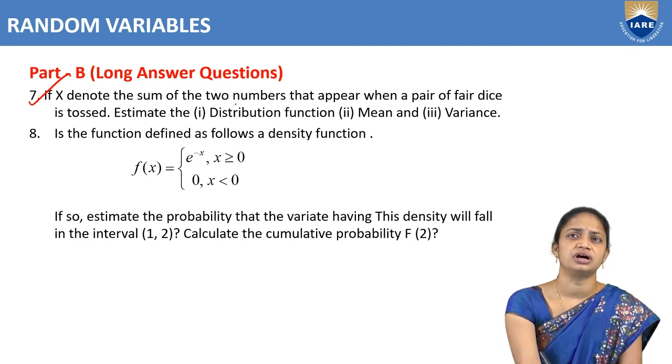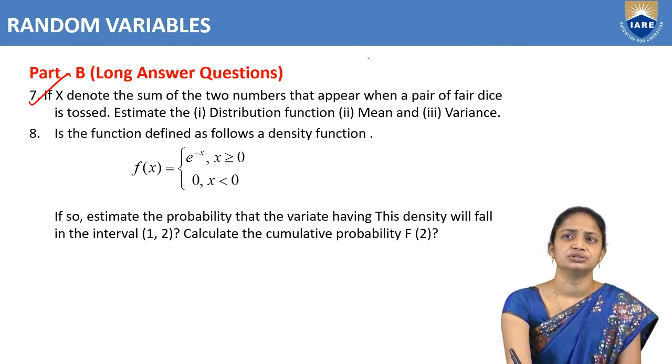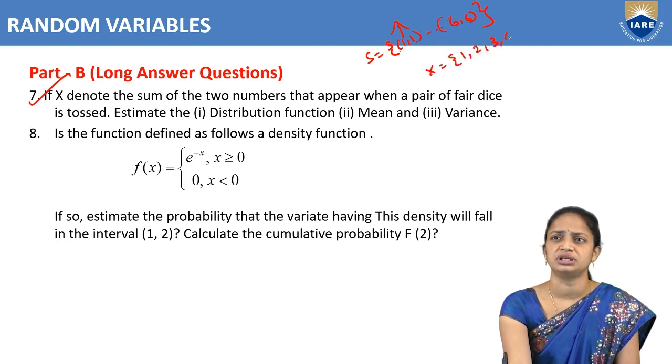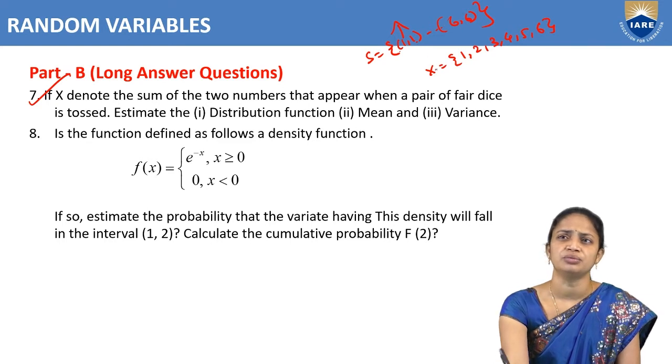So, the sum of two numbers that appear. Here if we toss two dice, we'll get outcomes from 1, 1 to 6, 6. Okay, so the sum: 1 plus 1 is 2, right? We have already discussed this problem. 1 plus 1 is 2, 1 plus 2 is 3.